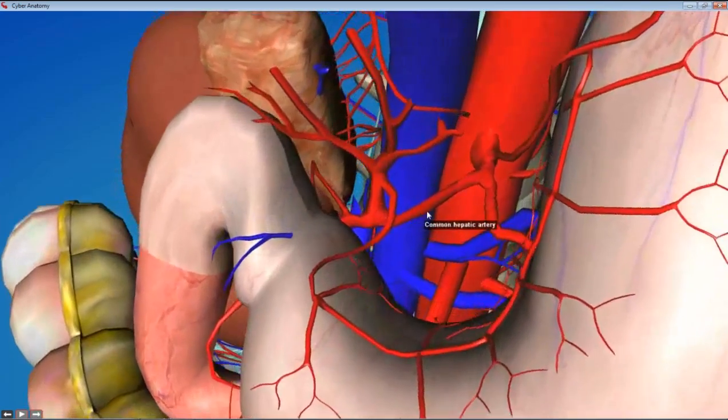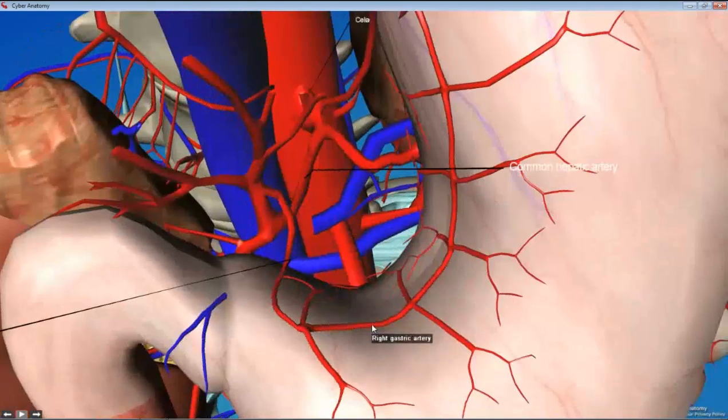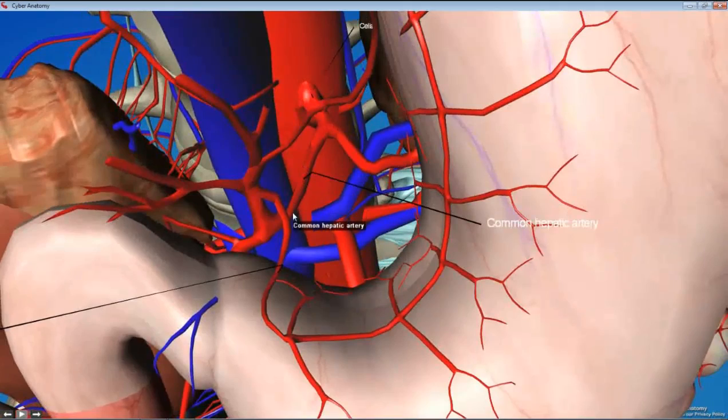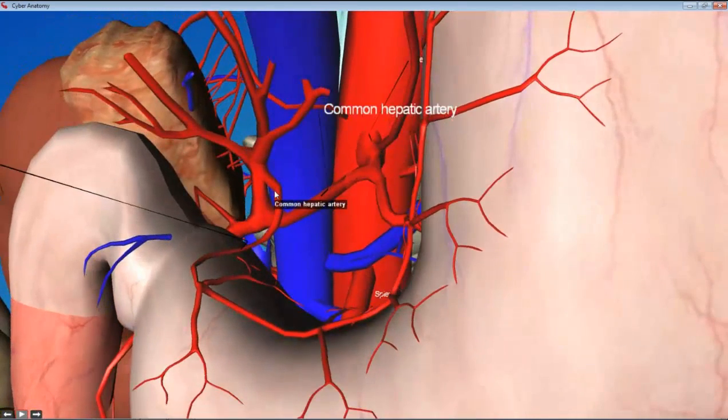One of its branches is branching off and heading towards the lesser curvature of the stomach on the right side, and that's going to be the right gastric. And this is a pretty thin one. It's easy to break this as you're working through the connective tissue of the lesser omentum. So exercise caution if you're on the lookout for the right gastric artery.